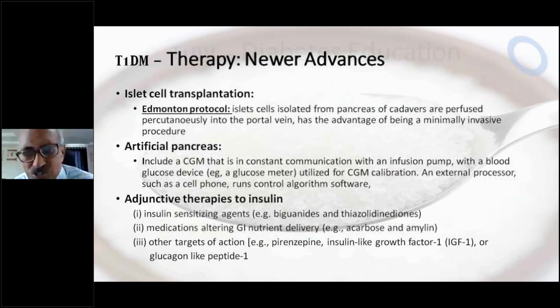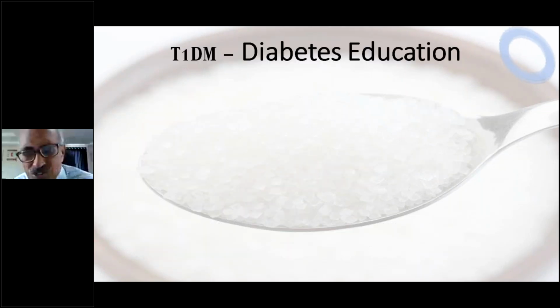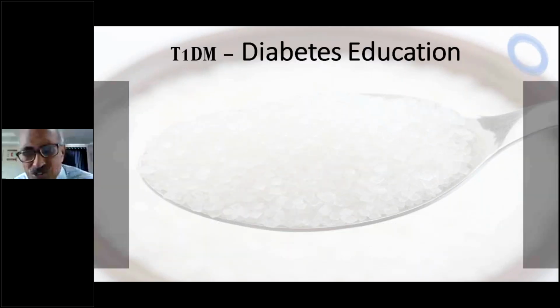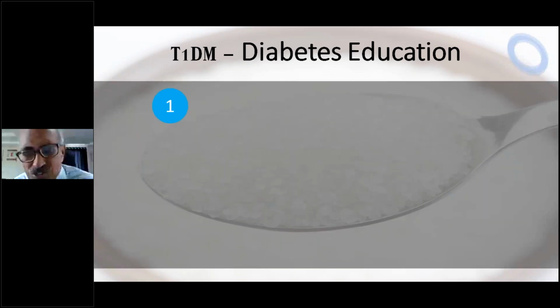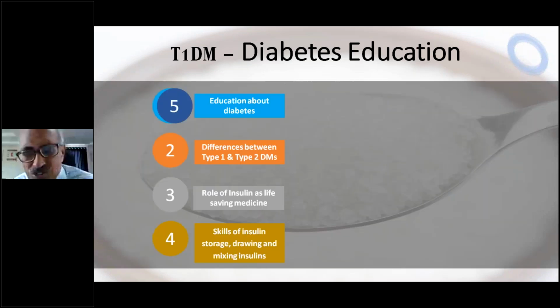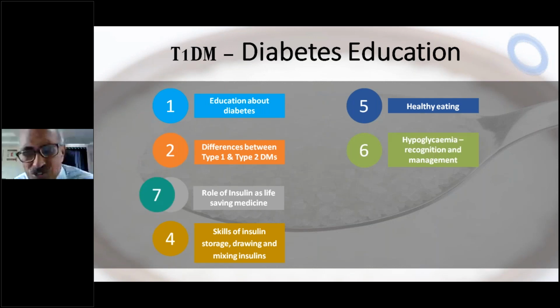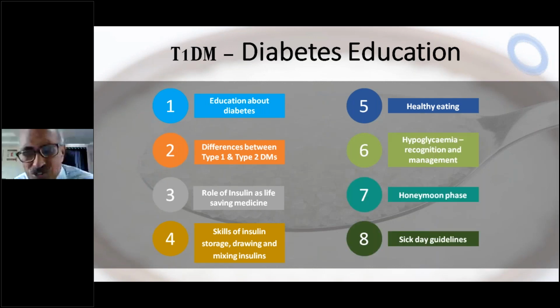Now, the most important is diabetic education. What are the things you educate the parents about? These are the things. Education about diabetes: you must explain that this is a lifelong disease and how it affects which systems of the body. All these things, the parent and child, depending upon his age, you have to explain to them.